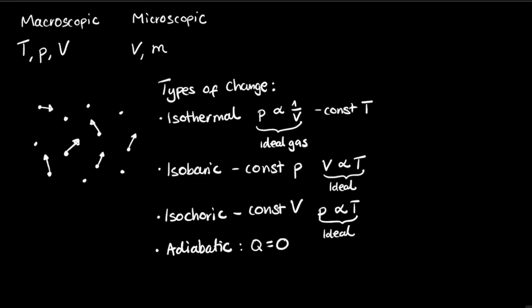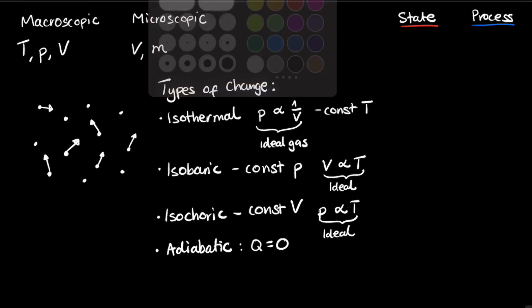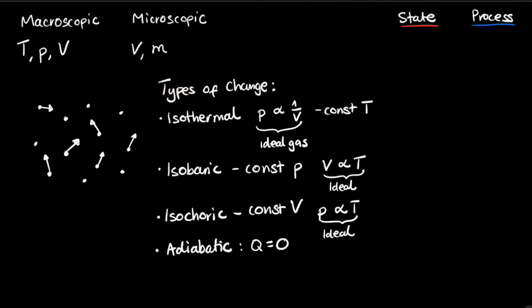I want to just go over what the difference between state variables and process variables are. So I'm just going to draw a little column right here. So we have state variables and process variables. What do I mean by state variables? Well, say you have this gas right here. This gas is said to be in a certain state.